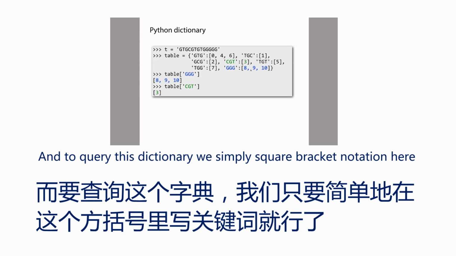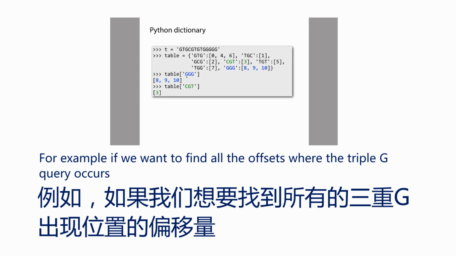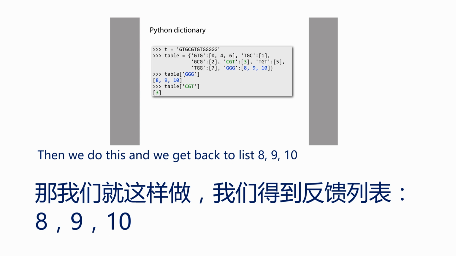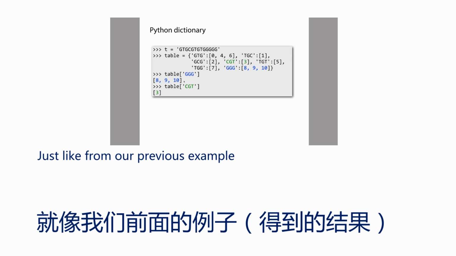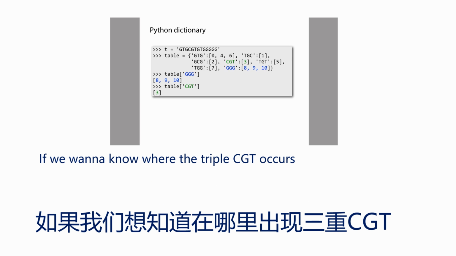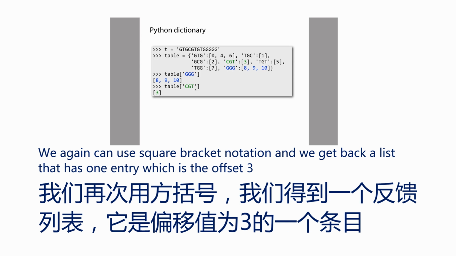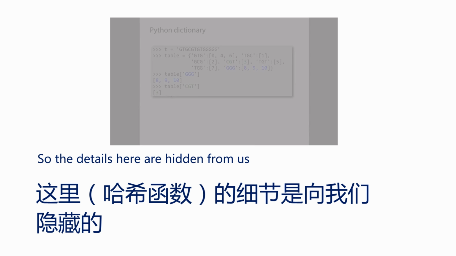And to query this dictionary, we simply use square bracket notation here. So for example, if we want to find all the offsets where the triple G query occurs, then we do this, and we get back the list 8, 9, 10, just like from our previous example. If we want to know where the triple CGT occurs, we again can use square bracket notation, and we get back a list that has 1 entry, which is the offset 3.